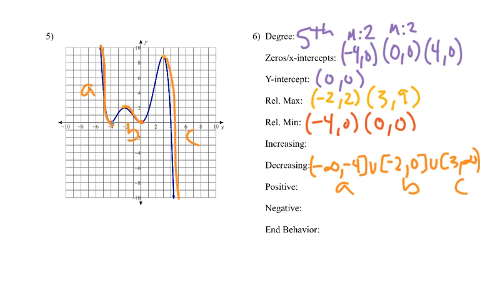So for increasing, we kind of fill in the holes, right? So it's increasing right here. So we say negative 4 to negative 2, it's increasing. Then it jumps to 0. And it's kind of in between here, so it's 0 to 3. And there's our increasing.